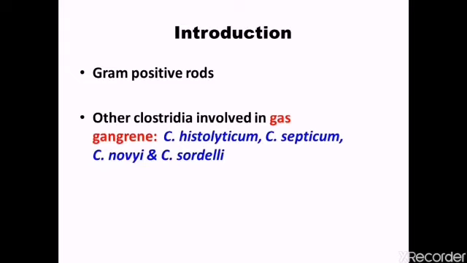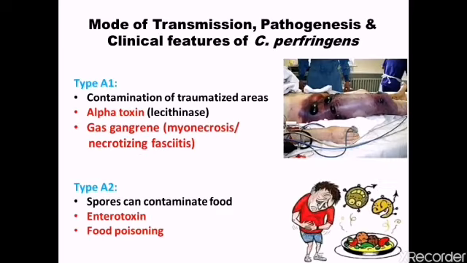The predisposing factors for gas gangrene involve accidents, for example, automobile or motorcycle accidents, war wounds, and septic abortions. There are two types of Clostridium perfringens, type A1 and type A2. So we will compare type A1 and type A2 simultaneously.